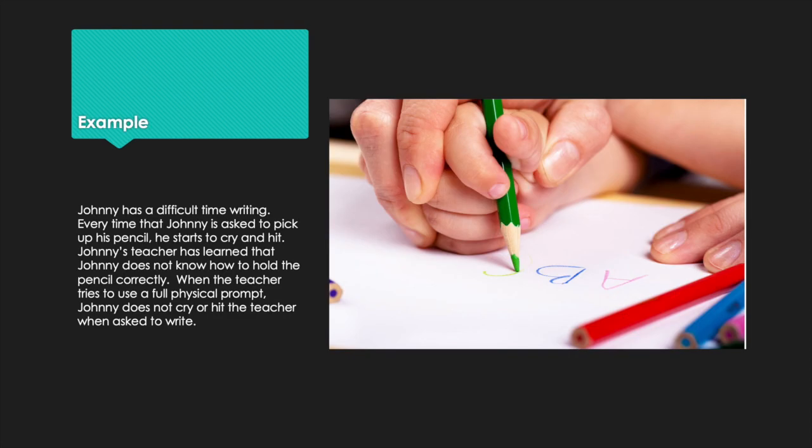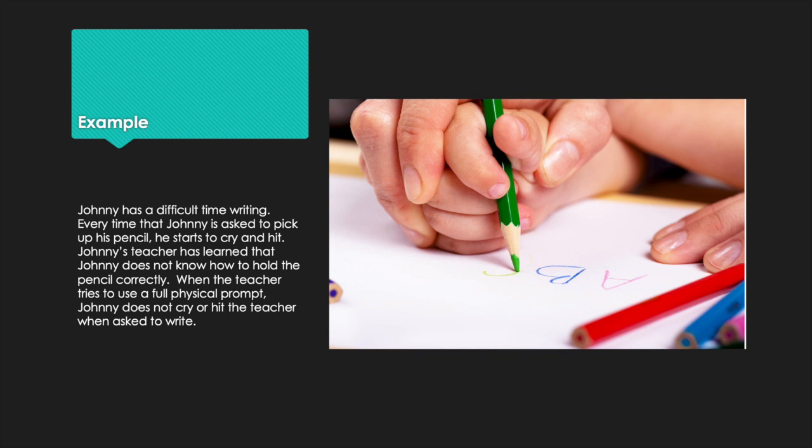Johnny has a difficult time writing. Every time that Johnny is asked to pick up his pencil, he starts to cry and hit. Johnny's teacher has learned that Johnny does not know how to hold the pencil correctly. When the teacher tries to use a full physical prompt, Johnny does not cry or hit the teacher when he is asked to write. If you look at the picture, you will see the full physical prompt. The child's hand is around the pencil and the adult's hand is around the child's hand.